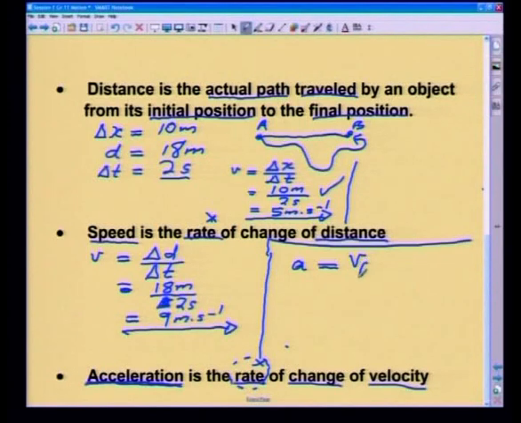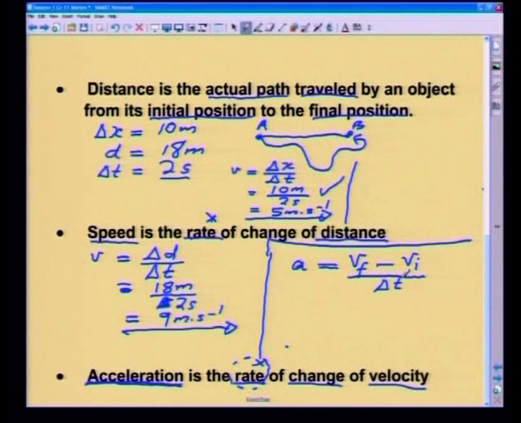Now, we will use v subscript f for final velocity if we are to find the change. So we are going to subtract the initial from the final to get that change. So we're taking away the initial velocity. But then acceleration doesn't just say it is the change in velocity. It says it is the rate of change in velocity. And therefore, this change in velocity has to be divided by time. And that is your equation for acceleration.